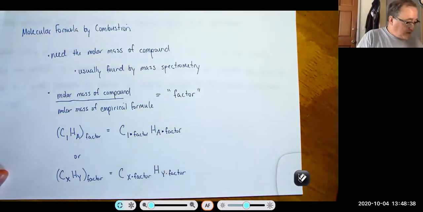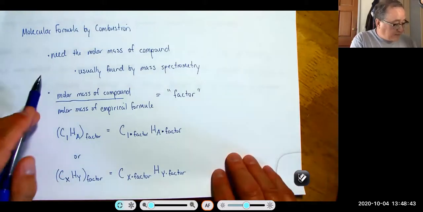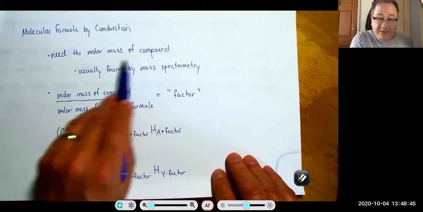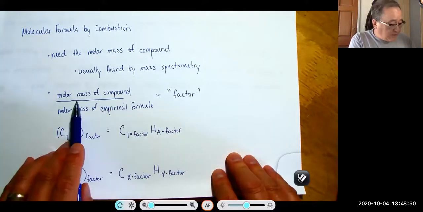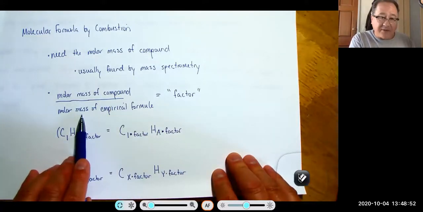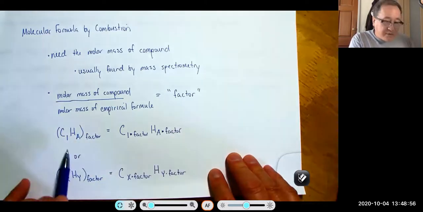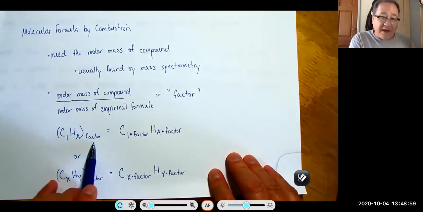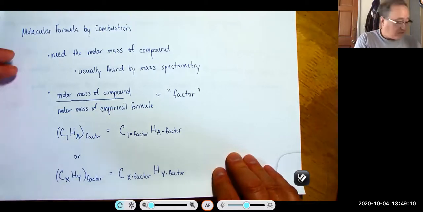So you can get the molecular formula also by combustion. And for that, you just take the molar mass of the compound, which has to be given, usually found by mass spectrometry. You take the molar mass of the compound, divide it by the molar mass of the empirical formula, and you get some factor. And you take your empirical formula and you multiply by that factor. So here, in this case, I have carbon 1 and H is some number other than 1. And here, carbon is X and H is Y. And that's how you figure out the molecular formula.